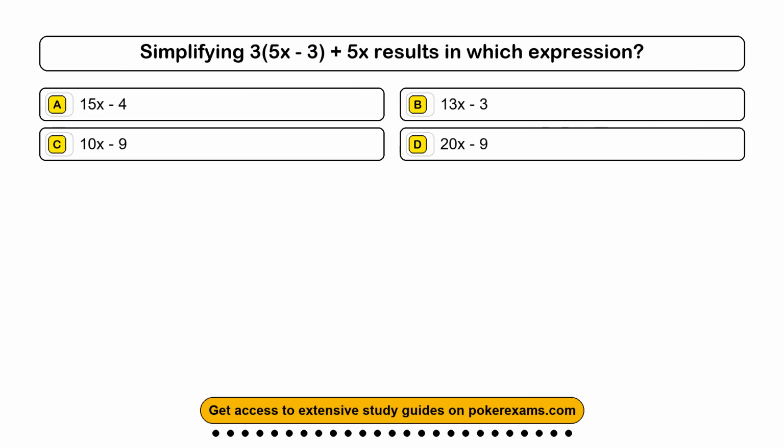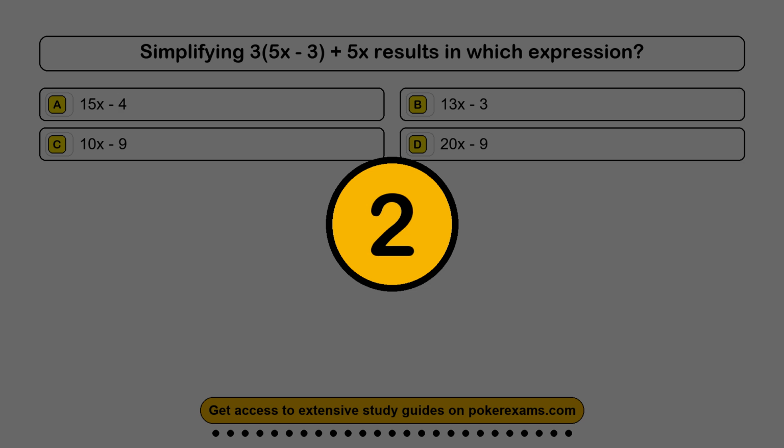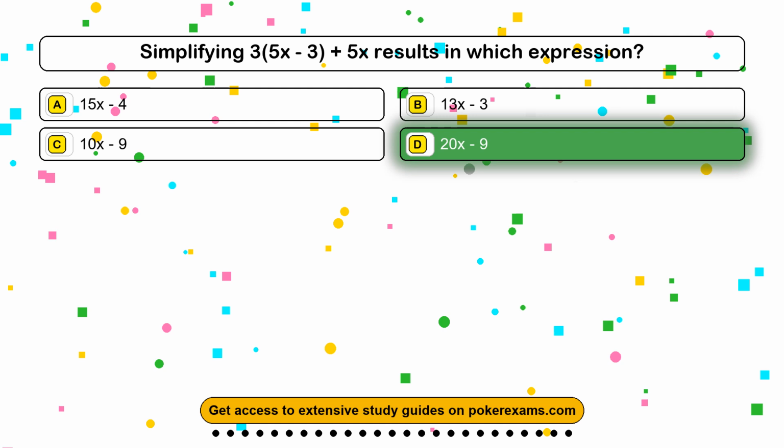Question 7. Simplifying 3(5x − 3) + 5x results in which expression? Option A, 15x − 4. Option B, 13x − 3. Option C, 10x − 9. Option D, 20x − 9. The correct answer is option D, 20x − 9.